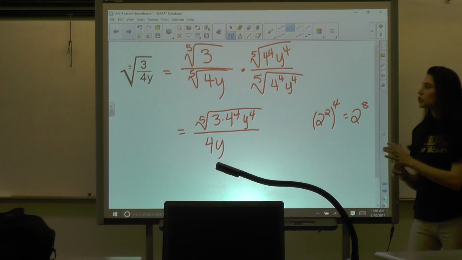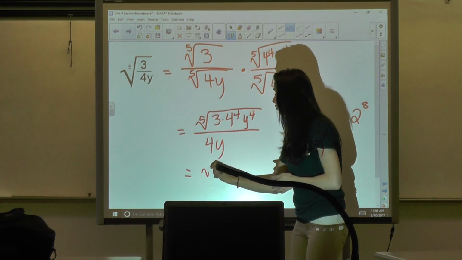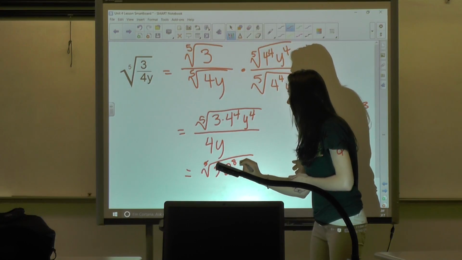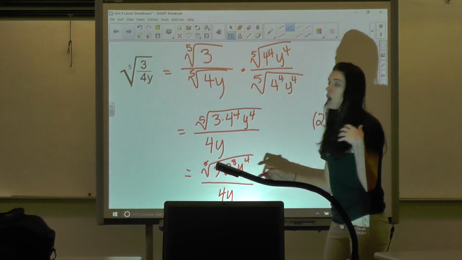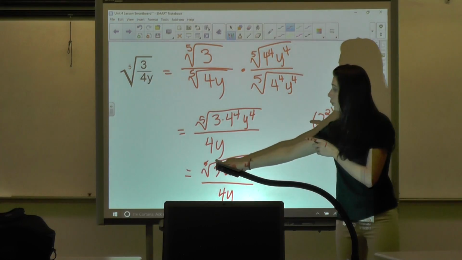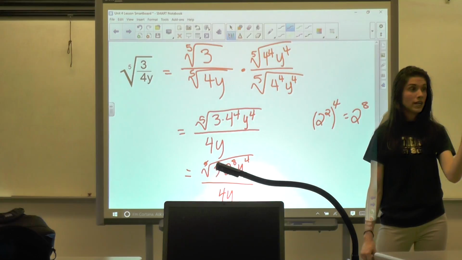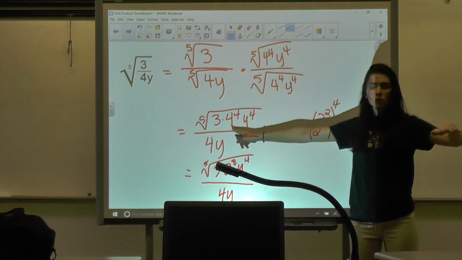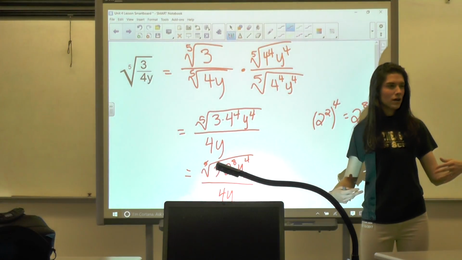So that would mean that here we would turn this into the 5th root of 3 times 2 to the power 8 y to the power 4 over 4y. Why did we do that? Because we have to have 5 in order to bring out 1. Before, it looked like I have 4 to the power 4. Well, I don't have 5 4s, so I can't bring anything out.